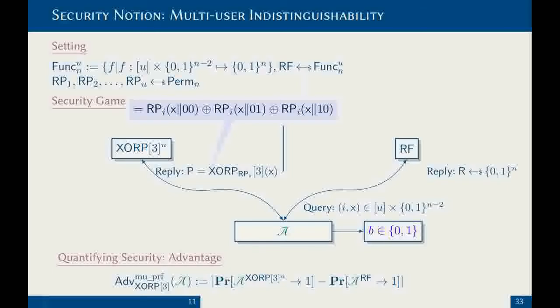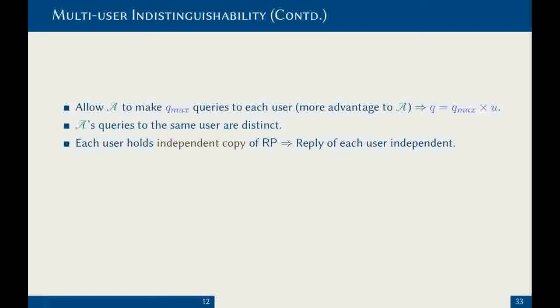And similar to the single user setting, the probabilities are taken over the randomness in the real and ideal world, as well as any randomness used by the adversary. So, here in this multi-user setting, we allow A to make Q max many queries to each user. Our assumption was that A makes at most Q max many queries to each user. Now we are allowing it to make exactly Q max many queries to each user. So we are giving more advantage to the adversary, and all it will do is that the bound we will get will be a worst case bound.